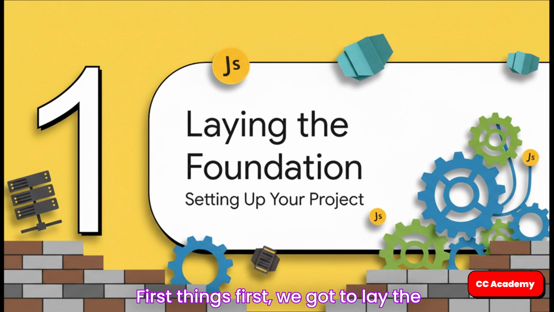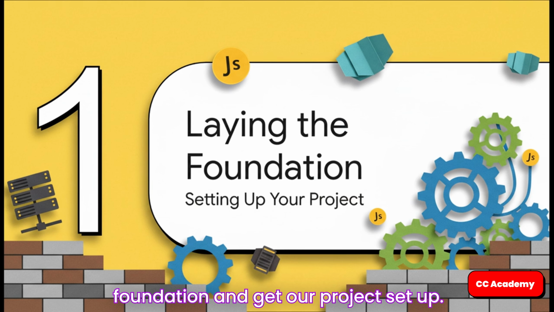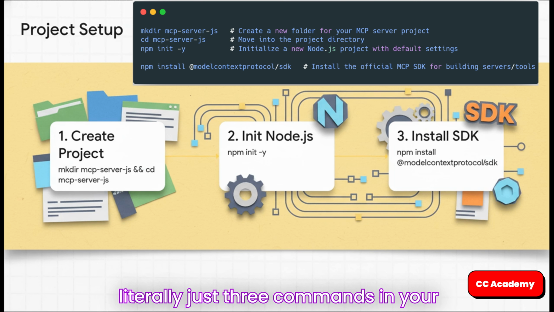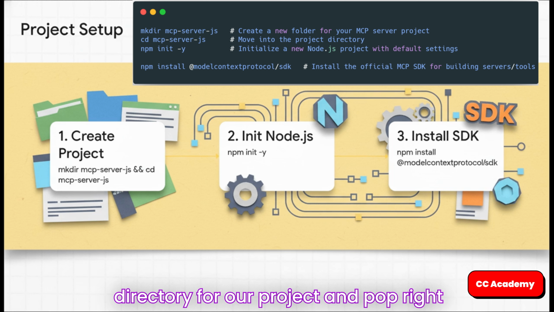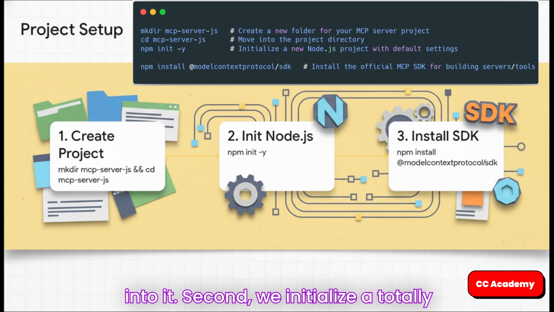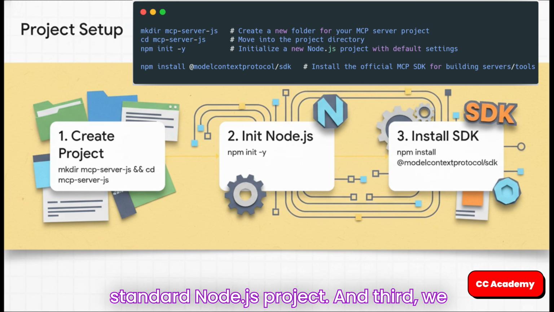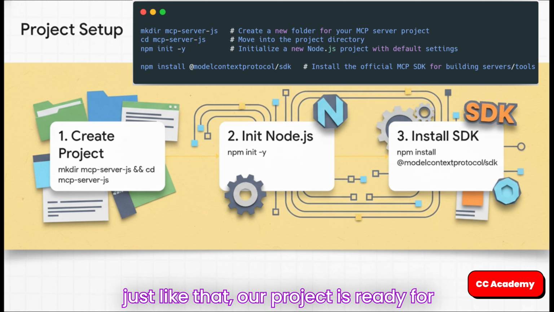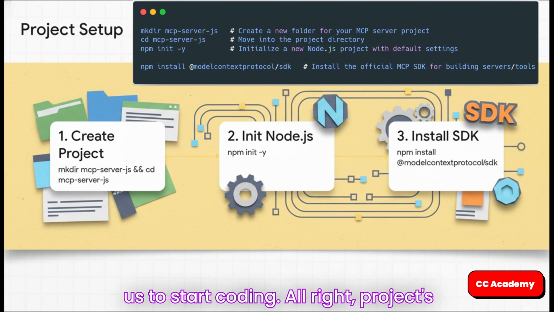First things first, we've got to lay the foundation and get our project set up. And don't worry, this part is super quick, no sweat at all. It's literally just 3 commands in your terminal. First, we'll make a new directory for our project and pop right into it. Second, we initialize a totally standard Node.js project. And third, we install the official MCP SDK. And bam, just like that, our project is ready for us to start coding.